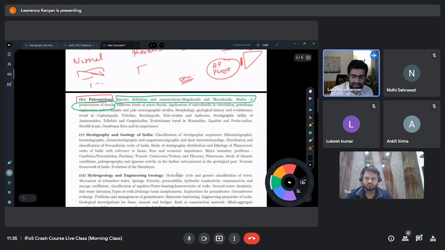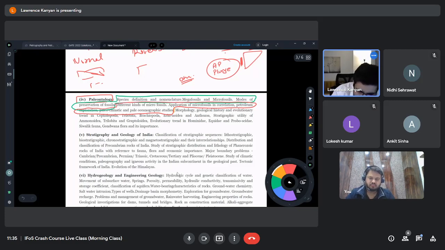All right. So paleontology you can divide into different groups. One is the fundamentals part. The next part is the microfossils part. The third part is the different fossil groups, which is, I would say, the most time consuming and requires the most effort. And the last part is evolutionary trends.